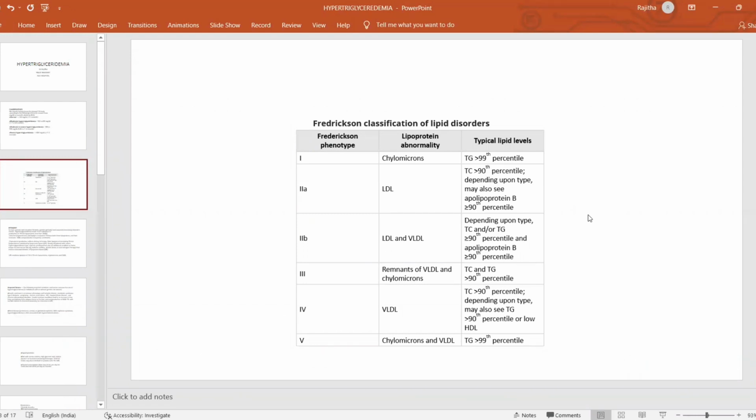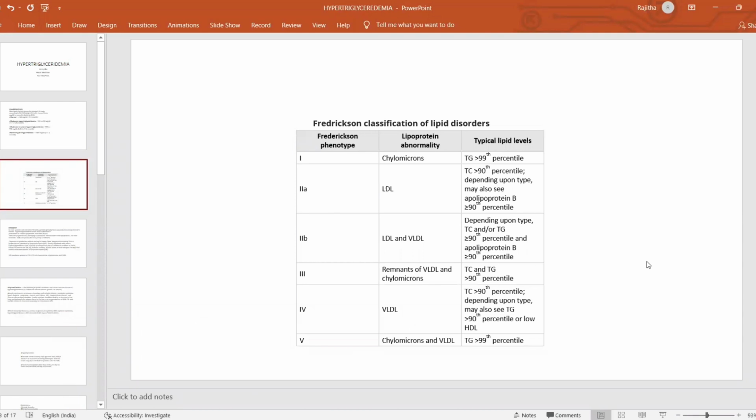Type 1 is associated with a lipoprotein abnormality of chylomicrons. Triglycerides are above the 99th percentile. Type 2A is associated with LDL lipoprotein abnormality, with total cholesterol more than 90th centile and ApoB more than 90th centile. The same is almost true with type 2B, with LDL and VLDL lipoprotein abnormality. And type 3 has remnants of VLDL and chylomicrons as the associated lipoprotein abnormality.